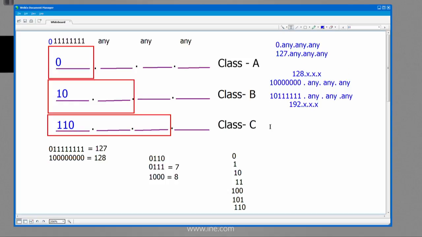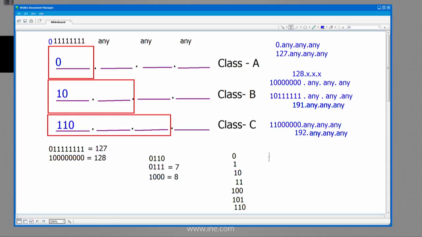And then lastly, with class C, we know the smallest address would be this. So that is the number 192. This is not 192, this is 191. Okay, didn't do my math correctly. 191. This is 192. So 192 starts the class C range.